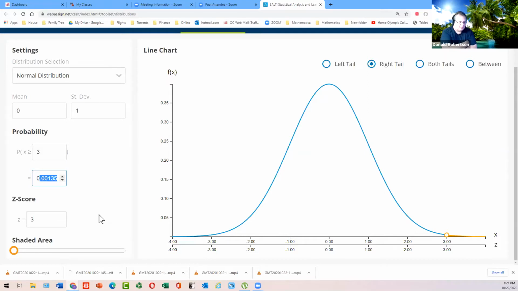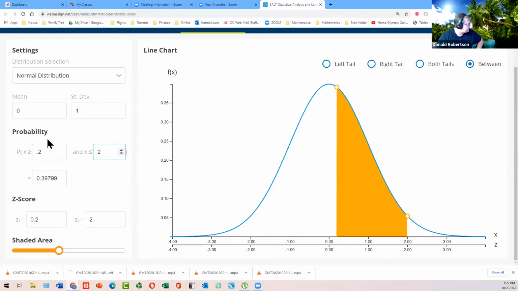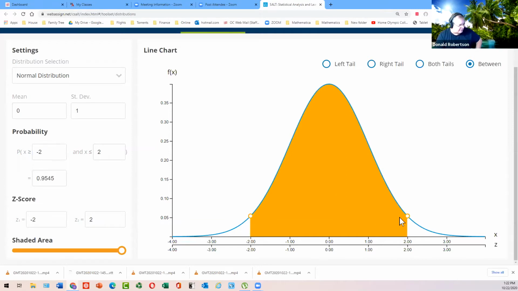Are we good with this piece of software and how it can be used to find areas to the left or to the right? Let's do a between. That's both tails. Now I want it to be between, so I hit that one, right? I want it to be between -2, rub this guy out, it's having issues, and 2. There we go. Can you see -2, that's a big chunk in the middle?